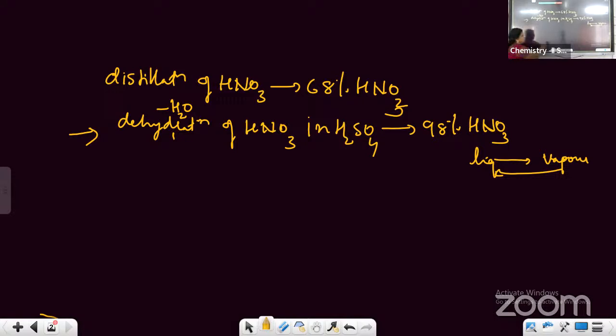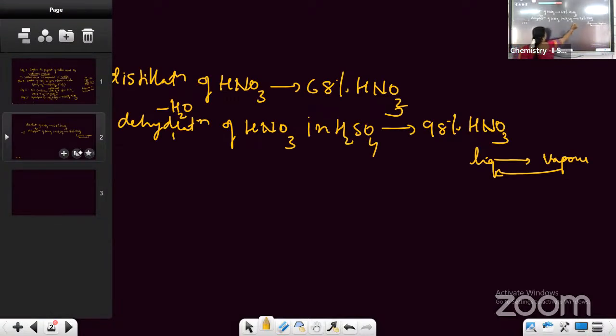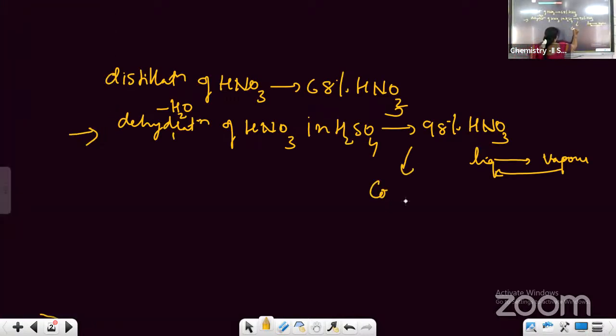So how to get 100%? By cooling this. By cooling, you'll get 100% H2SO4 crystals. So these are the three steps in which you can get 100% sulfuric acid.